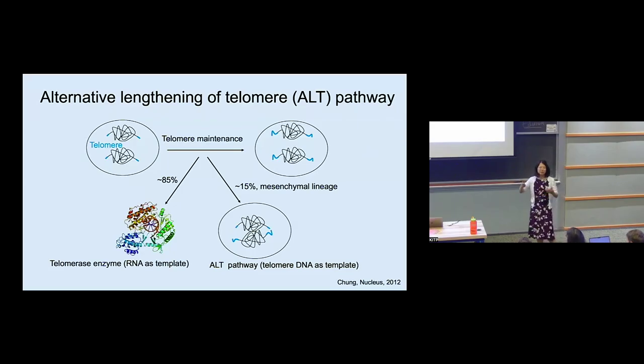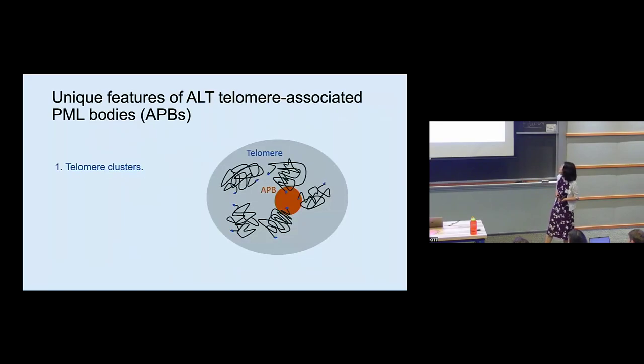It uses telomere DNA as a template to do homology-directed telomere DNA synthesis instead of using RNA as a template. So this is a DNA repair mechanism, which is unique because DNA repair is normally suppressed at the telomere ends, because the cells want to prevent the linear telomere DNA from being recognized as a DNA break. So this is a particular mechanism that is activated in those cancer cells.